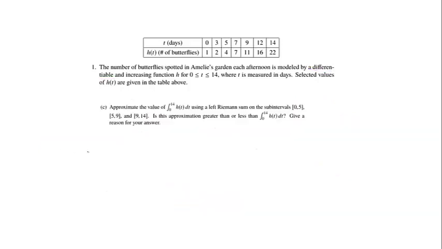Okay, part C, approximate the value of the integral of h of t from 0 to 14, using a left Riemann sum on the subintervals 0 to 5, 5 to 9, and 9 to 14. And then is this approximation greater than or less than the actual value? Give a reason for your answer.